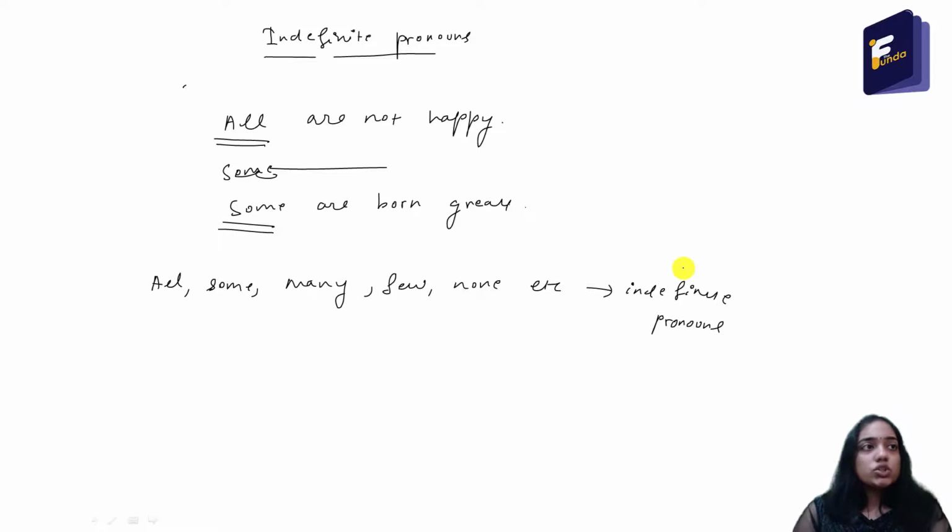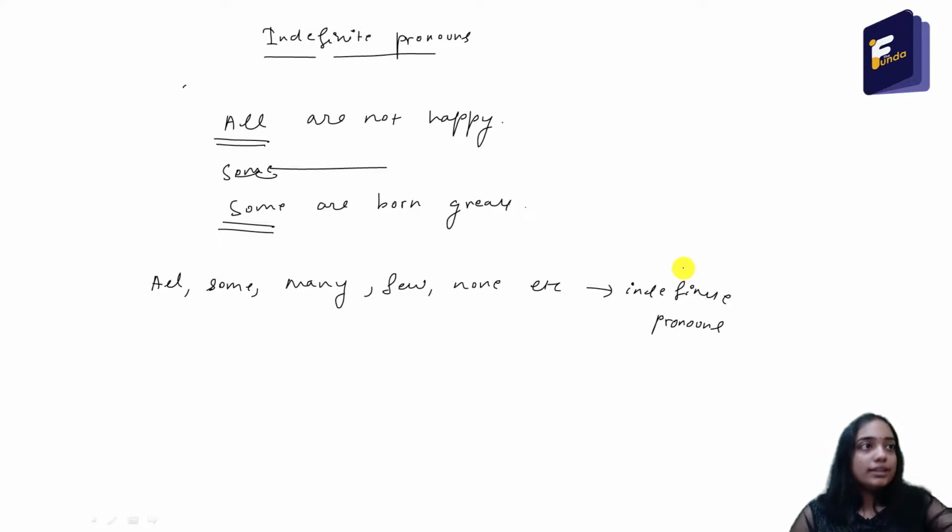So the word all is used instead of some nouns. Just recall the definition of pronoun, that a pronoun is a word that is used instead of a noun. So here all is a word that is used instead of a noun. Some is also a word that is used instead of a noun.